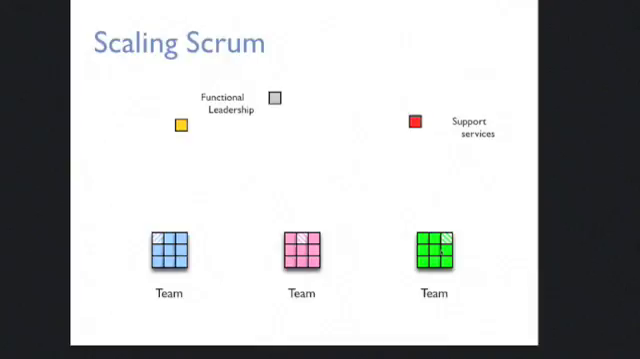And one of the artifacts, one of the practices of scaling is called the Scrum of Scrums. What this is, is kind of a meeting among representatives from each team that occurs on a day-to-day basis or a week-to-week basis, depending on what the project needs. So a representative from each team, and maybe somebody from functional leadership, like a CTO or executive producer, maybe somebody from support services get together, and they meet in this other meeting called the Scrum of Scrums.